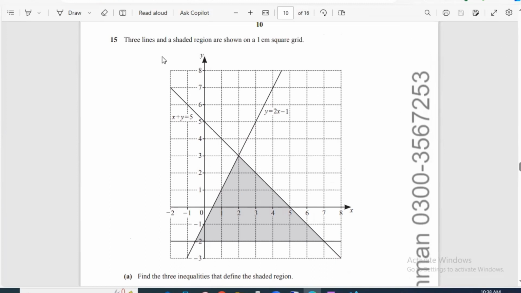In this question, three lines and a shaded region are shown on a 1 centimeter square grid. So, this is a square grid here, and the shaded region and three lines are there, and find the three inequalities that define the shaded region. So first you should know the rule to write inequalities if a shaded region is given here. So rule number one is, note here.